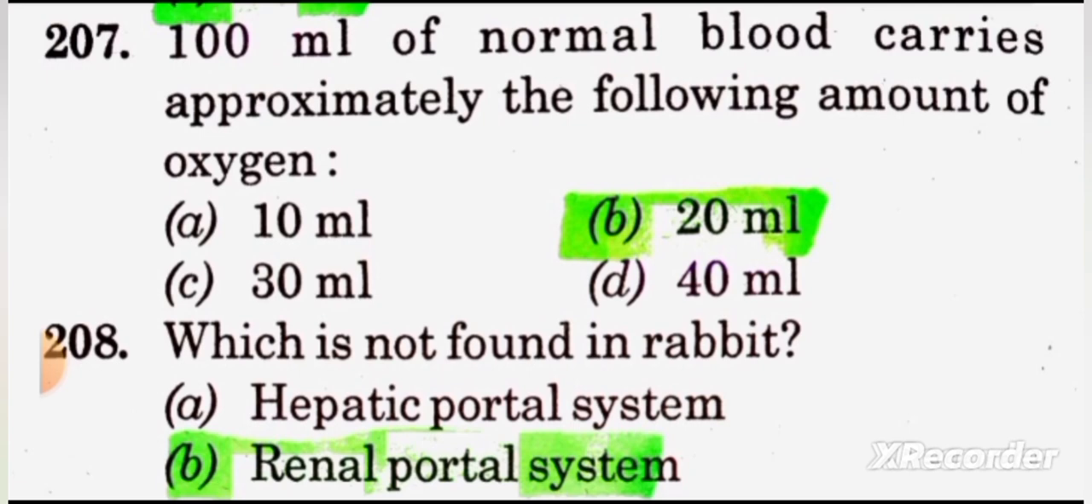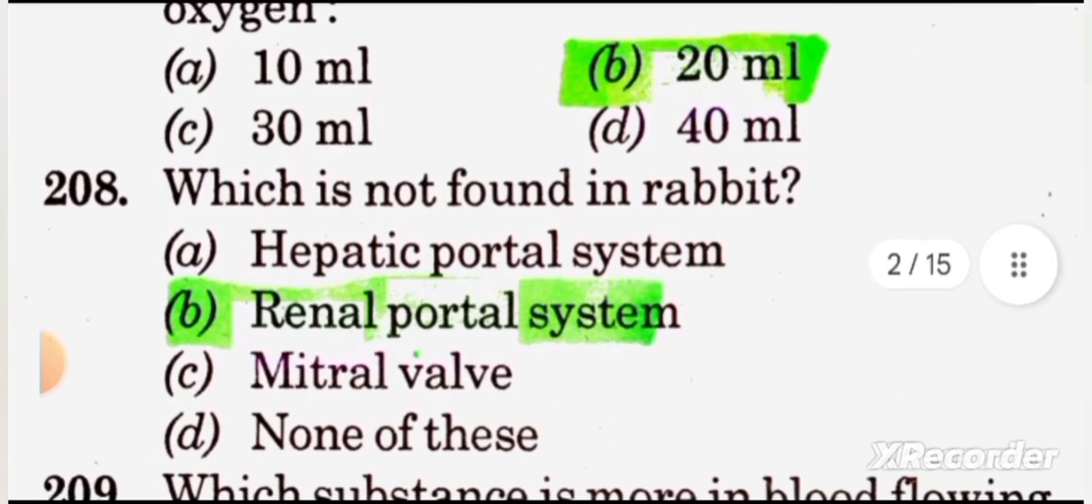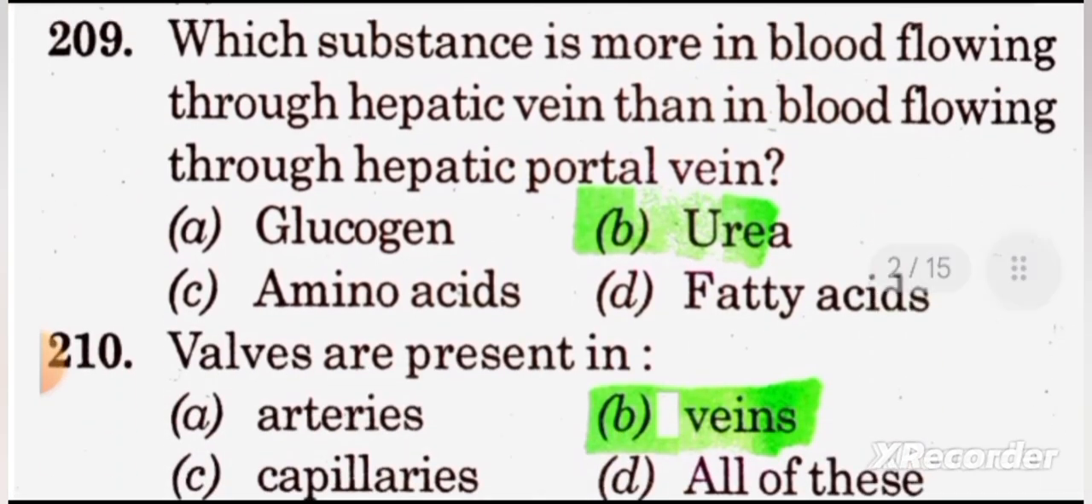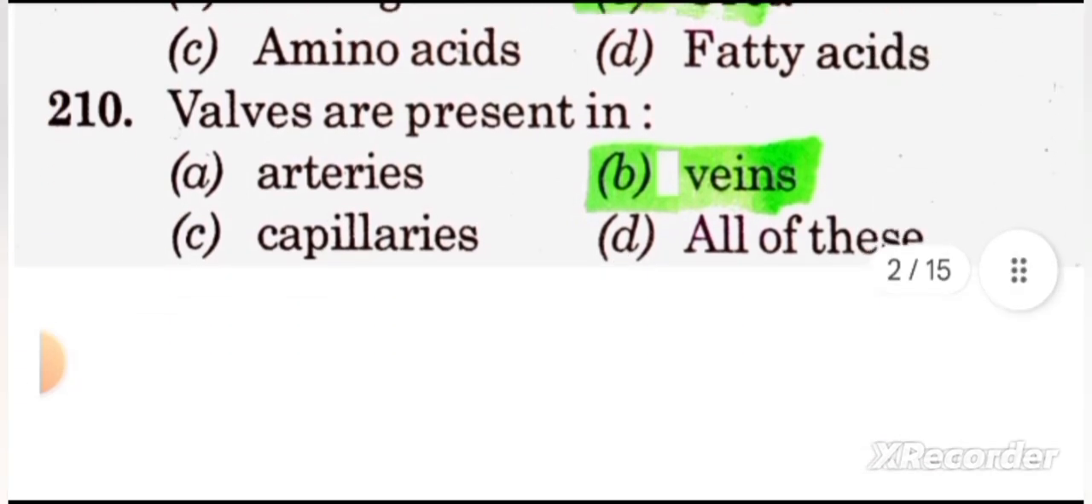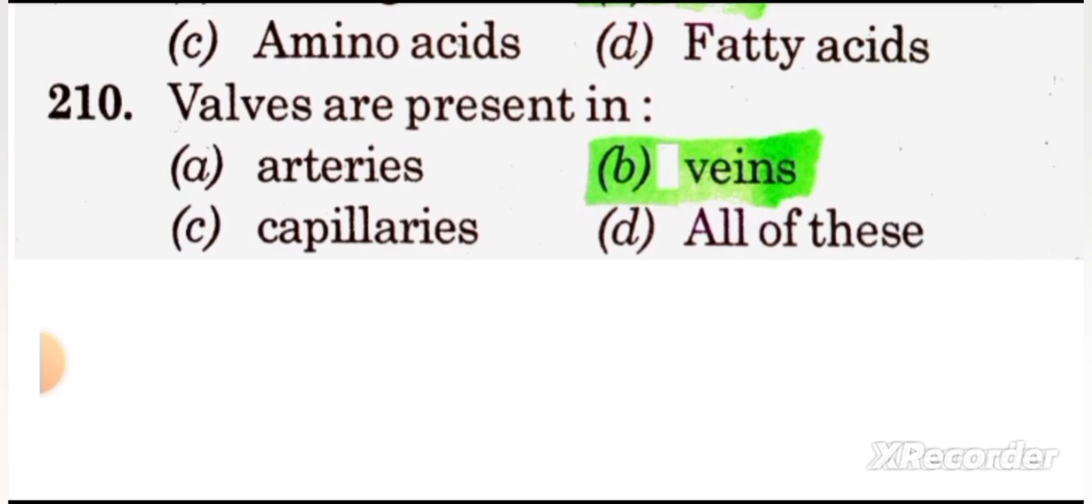Which is not found in rabbit? Answer B, renal portal system. Next, 209. Which substance is more in blood flowing through hepatic vein than in blood flowing through hepatic portal vein? Answer B, urea. 210. Valves are present in answer B.